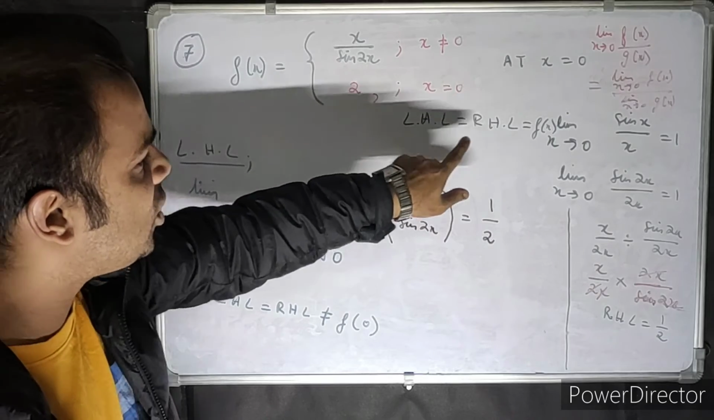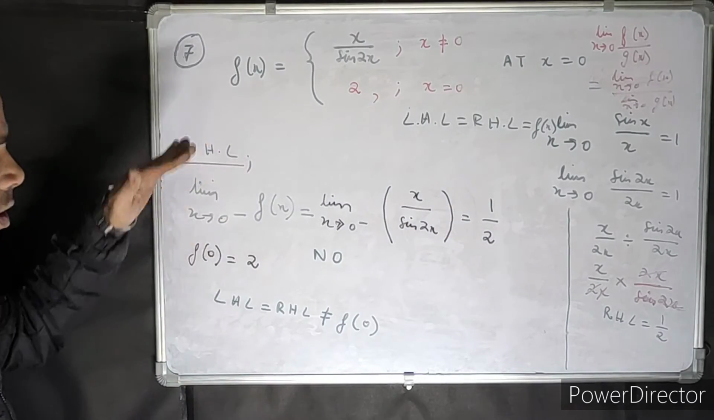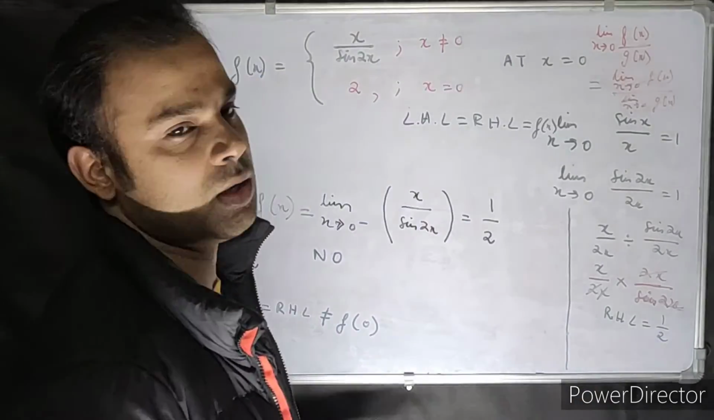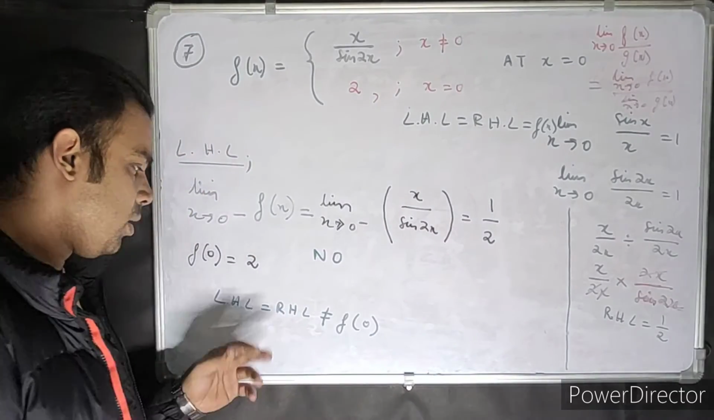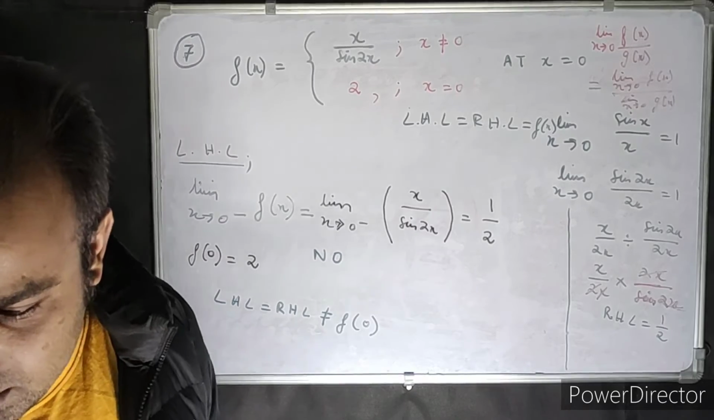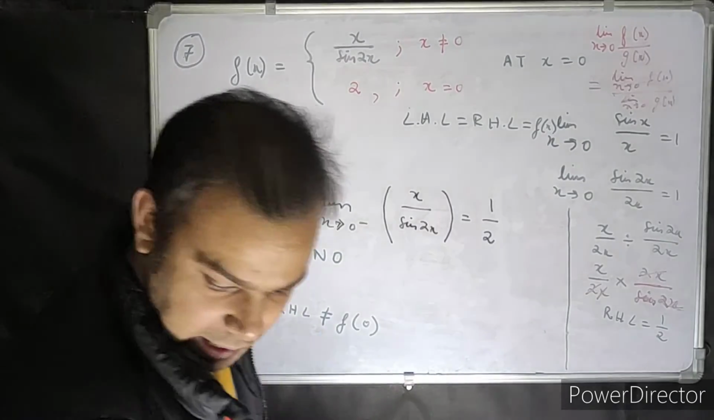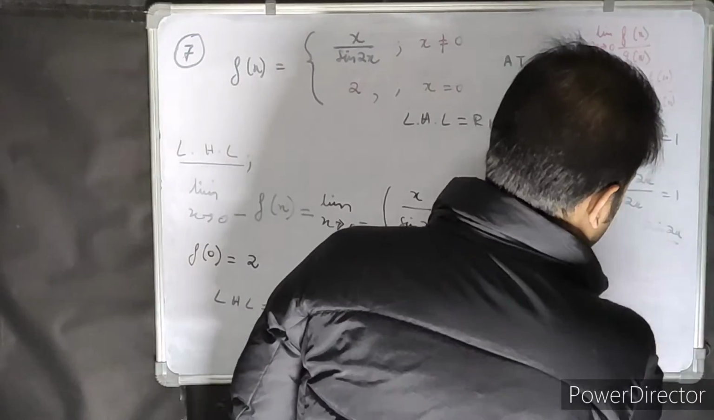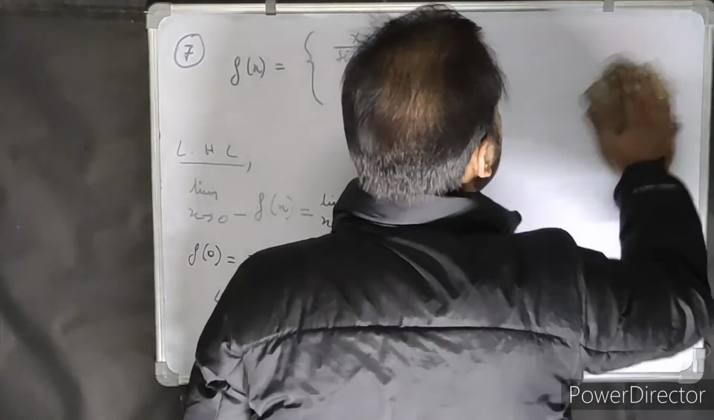If you get the LHL and the RHL not equal to each other, then in the first part only it's not continuous. Then you don't have to check for the function. Okay, so this is question number 7. That's done. Let's do one more question, that is question number 8, and finish off this part of continuity today.